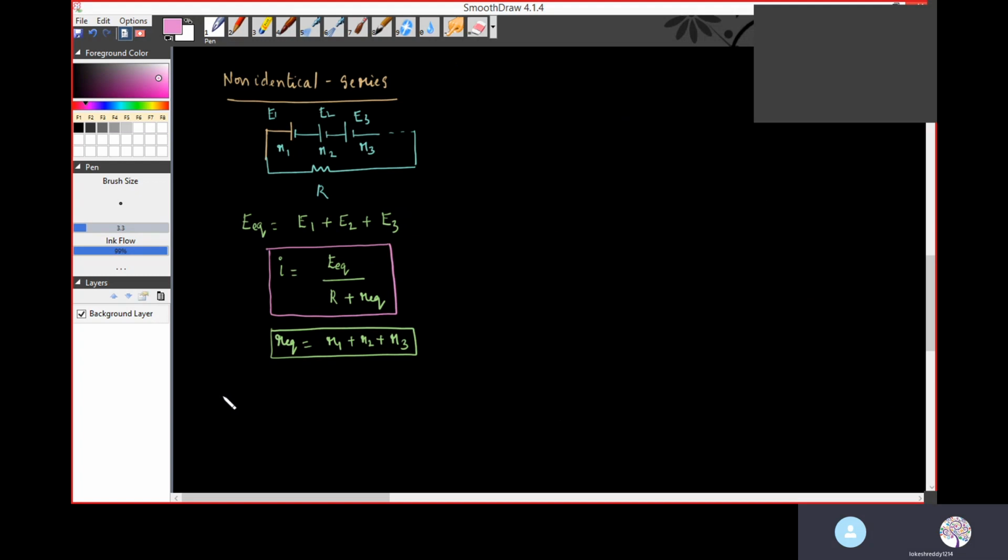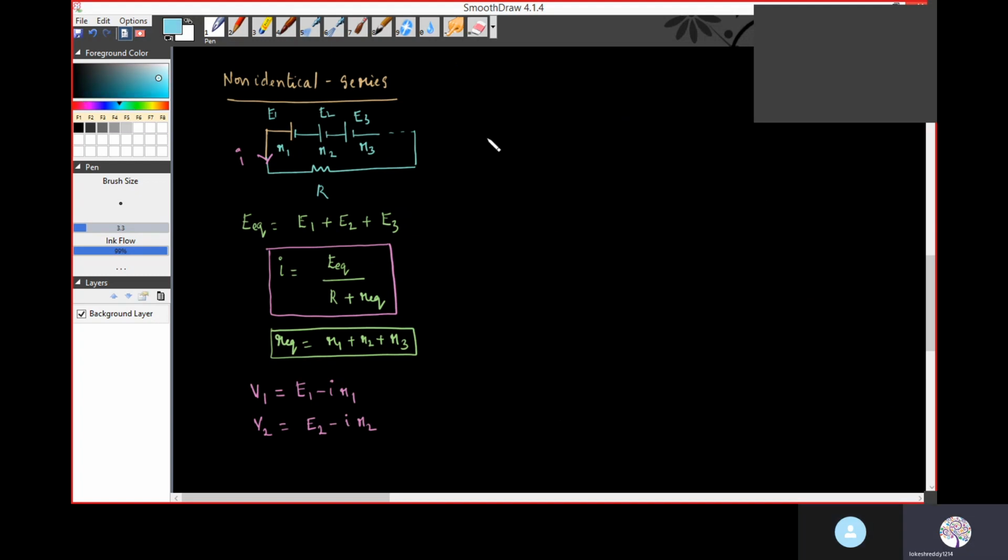Then the potential difference across each cell is V1 is equal to E1 minus I R1. Let us take this current as I. And V2 is equal to E2 minus I R2, and so on. We can write.